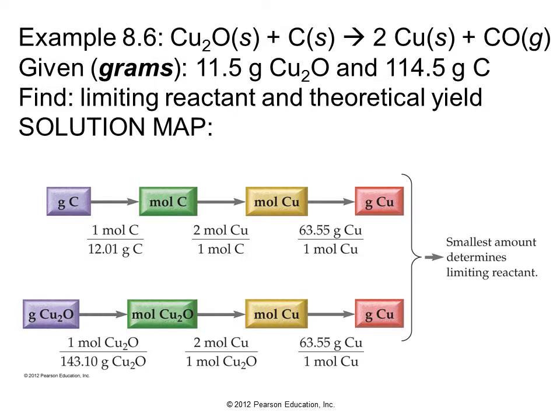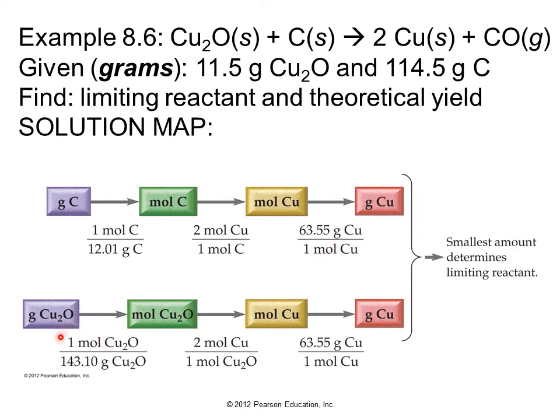Here's another example, 8.6. Copper(I) oxide plus carbon will set free elemental copper and carbon monoxide. This is the balanced equation. Suppose you have 11.5 grams of copper(I) oxide and 114 grams of carbon. What's the limiting reactant? Again, you have to start with the grams of carbon. Use the molar mass to convert to moles of carbon. Use the stoichiometry to convert to moles of copper. Use the molar mass to convert to grams of copper.